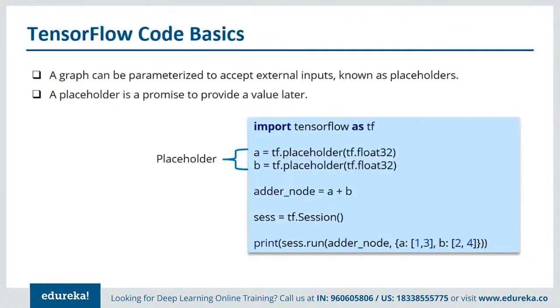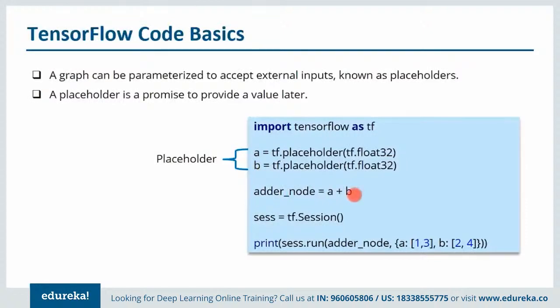So basically, a graph can be parameterized to accept external inputs as well. And what are these? These are nothing but your placeholders. And these placeholders are basically a promise to provide values later. So there's an example in front of your screen. Over here, these 3 lines are a bit like a function or a lambda in which we define 2 input parameters A and B, and then an operation on them. So we are actually performing addition.